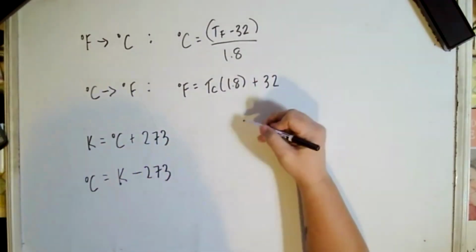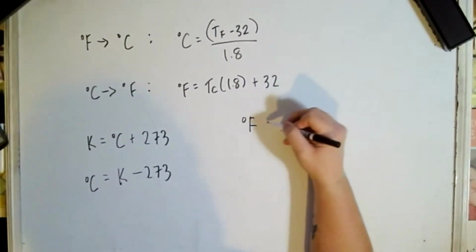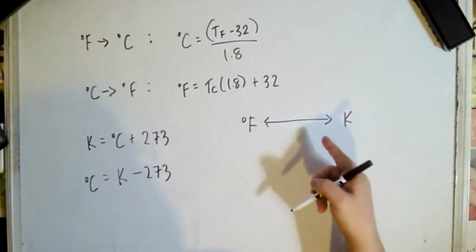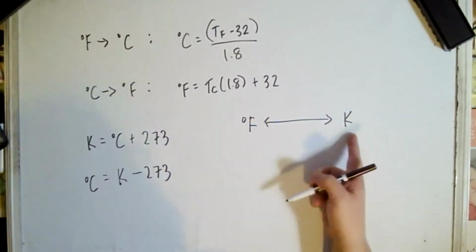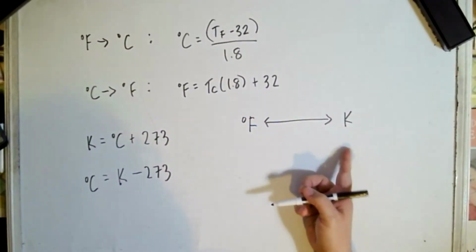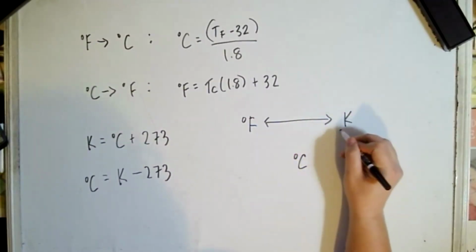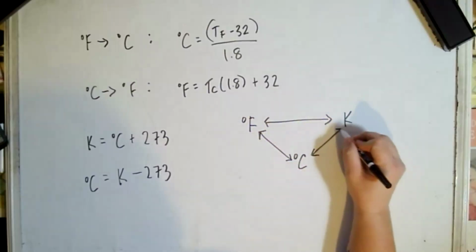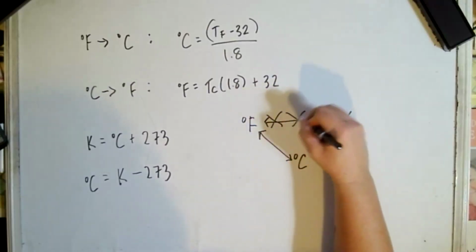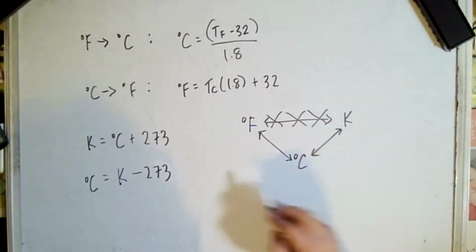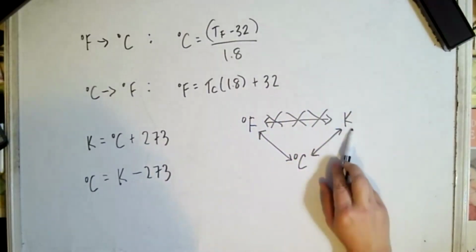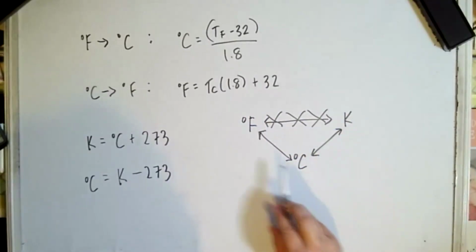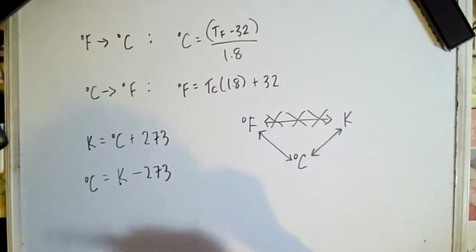If you're given a temperature that's in Fahrenheit and they want you to find it in Kelvin or the reverse, you can't do this directly. There is no direct formula that relates these two things. You have to go through Celsius. So it has to be like this. So you can't do this. You either have to go Fahrenheit to Celsius, Celsius to Kelvin, or if you're given a temperature in Kelvin, you have to go Kelvin to Celsius, and then Celsius to Fahrenheit.